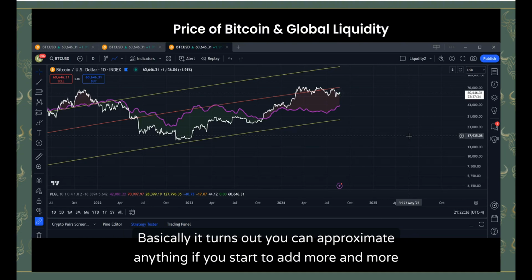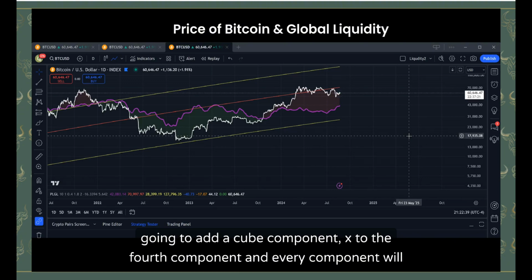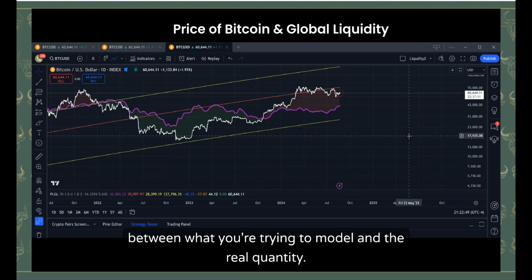Basically, it turns out you can approximate anything if you start to add more and more terms to this expansion, right? You start with a straight line. Then you say, okay, I'm going to add a square component, I'm going to add a cube component, x to the 4 component. And every component will have its own little constant that is expressing the relationship between what you're trying to model and the real quantity.